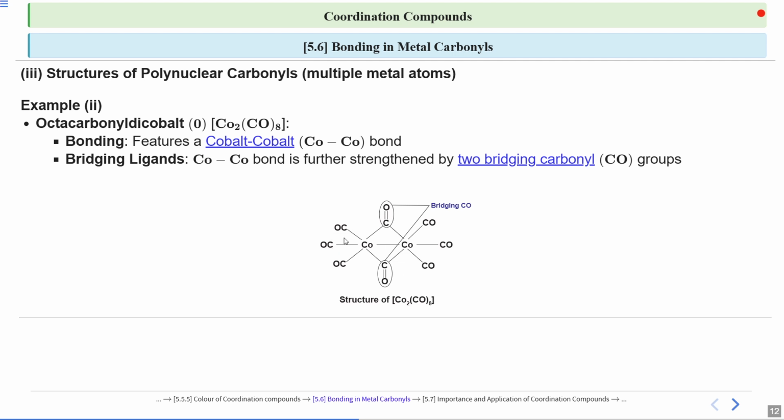So this is the structure of Co2(CO)8, that is octacarbonyl dicobalt 0. And the main thing to observe here is the presence of bridging carbonyl. There are 2 bridging carbonyl groups forming in the cobalt-cobalt bond, which is giving strength to this structure, to this cobalt-cobalt bond.